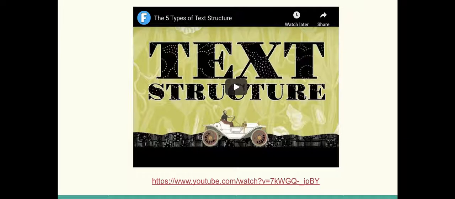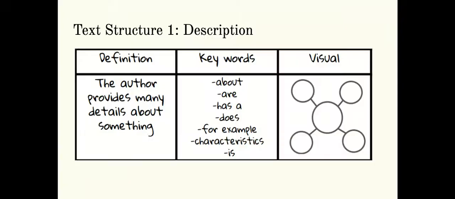I want you to watch this video about text structure. I will upload this slide on the Seesaw activity. So there are 5 different types of text structures. The first one is description. It's probably the most common text structure you'll see.